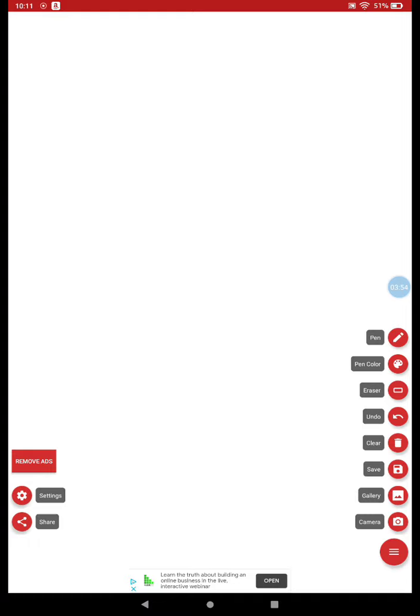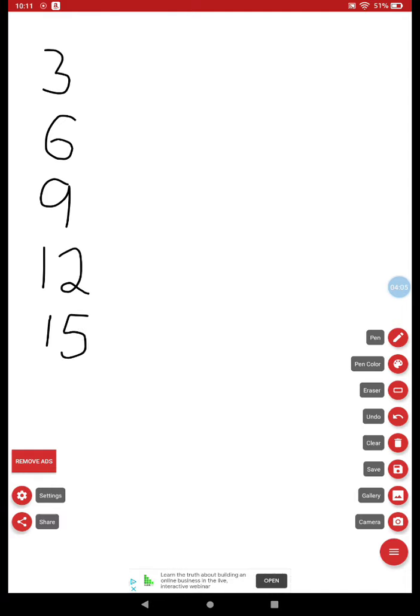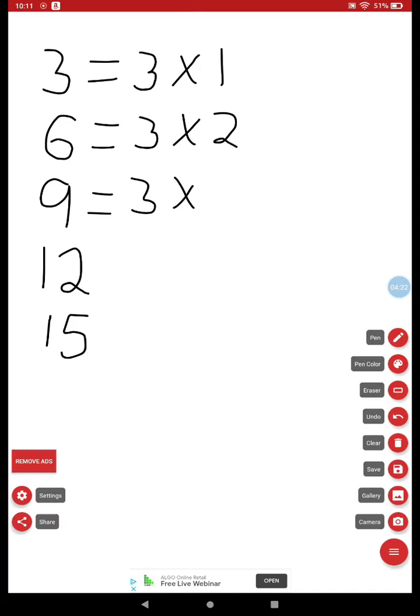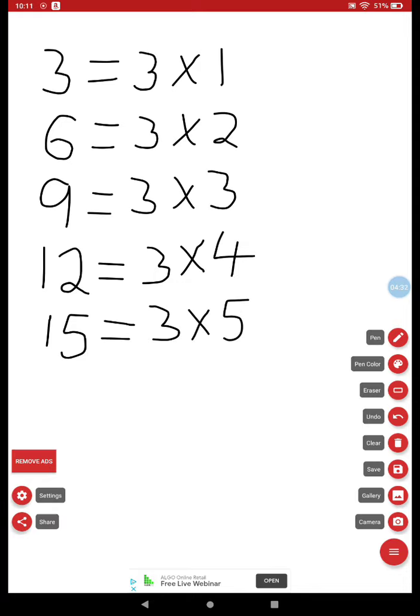This time let's count by 3s. Count with me. 3, 6, 9, 12, 15. All right, now let's make it look like math problems. 3 times 1 is 3. 3 times 2 is 6. 3 times 3 is 9. 3 times 4 is 12. And 3 times 5 is 15.